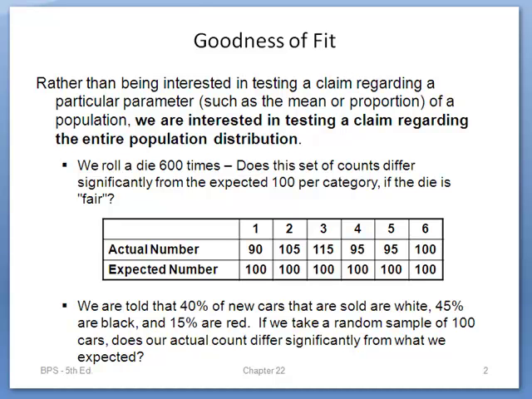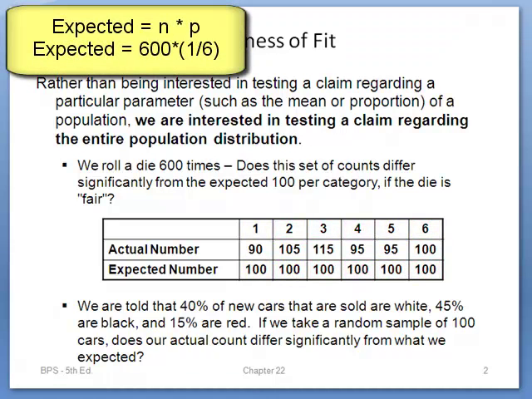If we roll a die 600 times, does the set count differ significantly from the expected values that we should get? In other words, if I roll a die 600 times, I would expect by the laws of probability that I should see a 1 come up about 100 times, 2 come up 100 times, 3 100, 4 100, 5 100, and 6 100, correct? Because they all have a 1 in 6 chance of occurring. So 1 in 6 times 600 gives me my expected number.